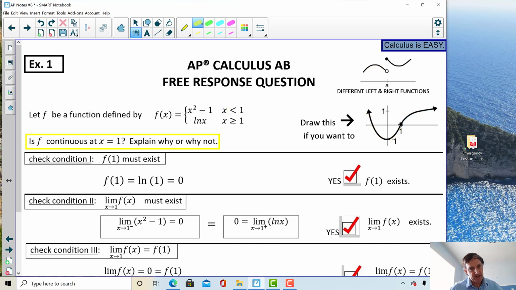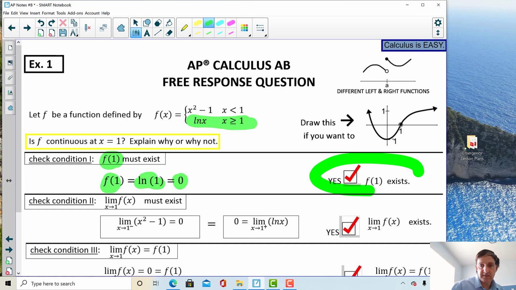Okay, let's go ahead and check the three conditions. First condition, does f of 1 exist? So we want to know, is f of x continuous at x equals 1? So we're going to check f of 1. That's our first condition. F of 1 is, well, we have to use this function, so we're going to plug a 1 into ln of x, and we get ln of 1. ln of 1 is 0, so we do get a value, so we'll say yes.